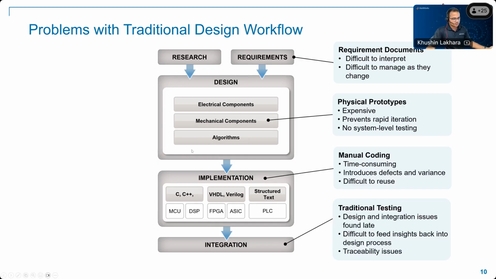Moving forward, they go for the traditional testing. So design and integration issues are found very late. Now, if you have any issues in the requirements, you have to go back to the requirements and restart the complete phase. But you are not able to understand which subsystems or components a change in the requirement is going to impact. So this brings the traceability issue.